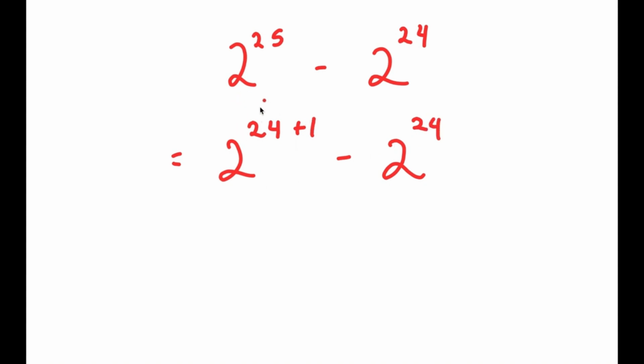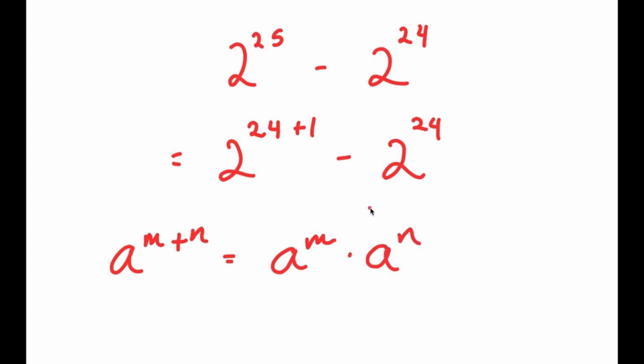And the reason I did this is because we want both of these to be the same. We want to have 2 to the power of 24s. So the best way of changing 2 to the power of 25 as 2 to the power of 24 times something is to rewrite this as 2 to the power of 24 plus 1. So now I can use the property a to the power of m plus n is equal to a to the power of m times a to the power of n.